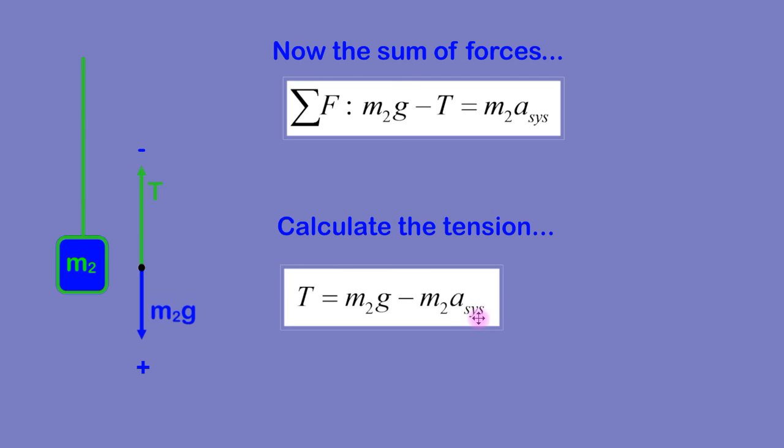And we've already had that equation in the first part. So, that being said, that's how we utilize a system-to-part approach to solving a multi-body system. And that's the Atwood's machine.